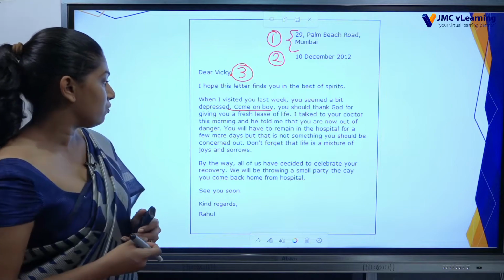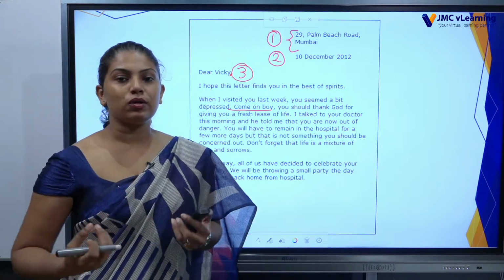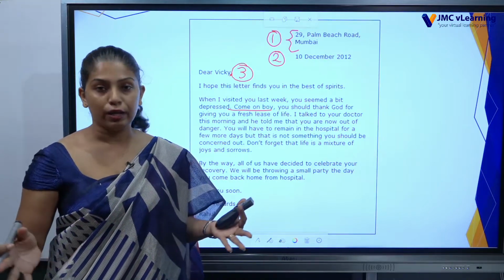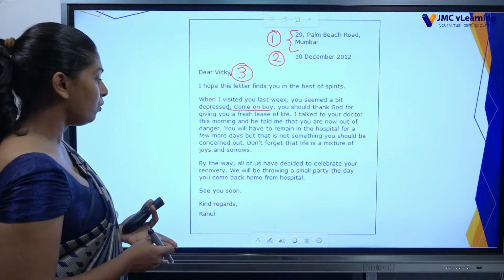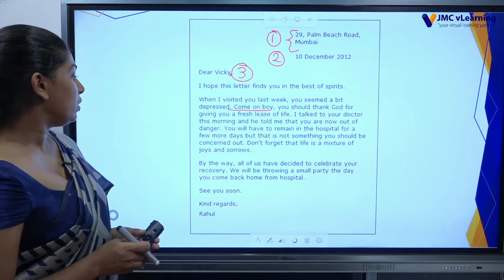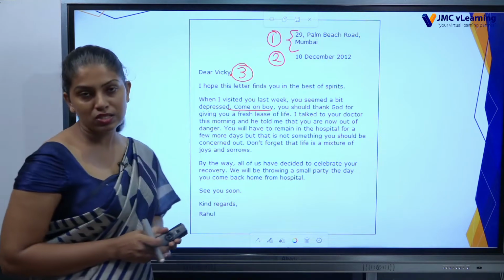Don't forget that life is a mixture of joy and sorrow. So, you can just express your feelings and all the ideas that come to your mind, because this is an informal letter. By the way, all of us have decided to celebrate your recovery. We will be throwing a small party on the day you come back home from hospital.